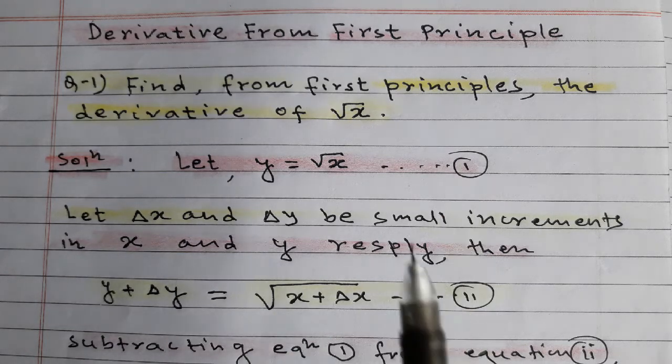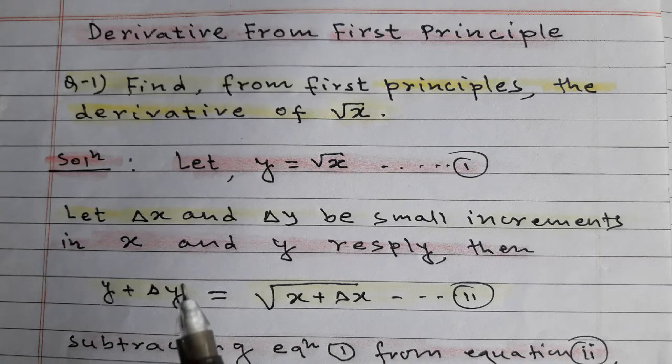Now we'll solve equation 1 and 2 and find the value of delta y, because to find derivative we have to find the ratio of delta y by delta x. And when limit delta x tends to 0, then the ratio of delta y by delta x, that means change in the variable y with respect to change in the variable x, the limiting value of the ratio of delta y by delta x when delta x tends to 0 is called the derivative. So we have to solve equation 1 and 2 and find the value of delta y.